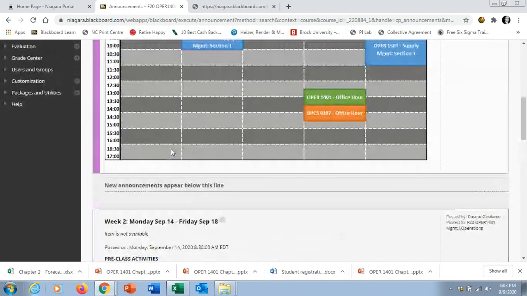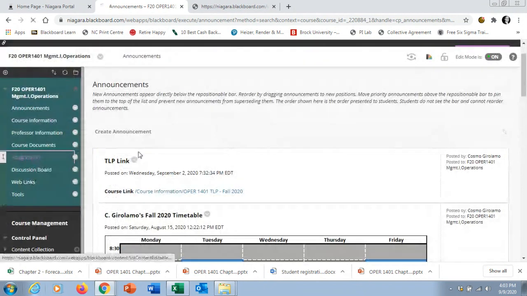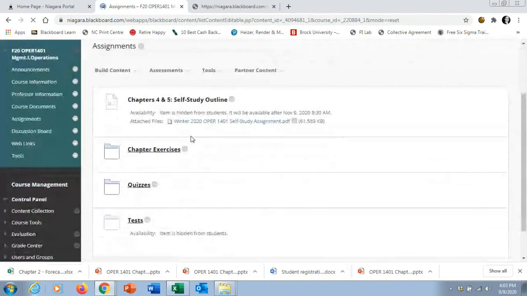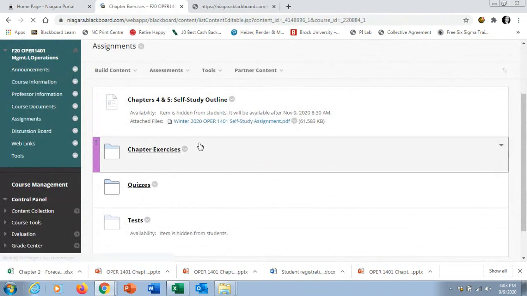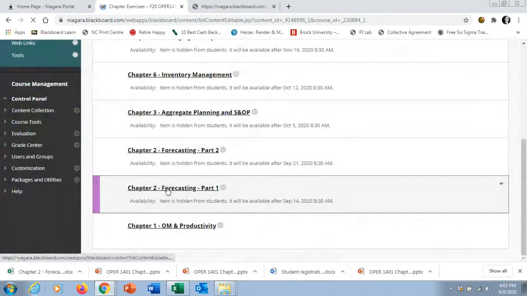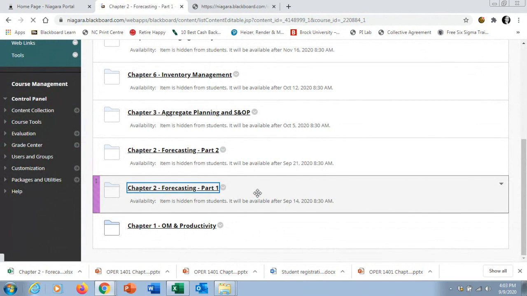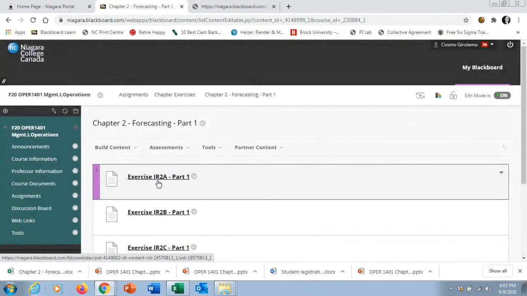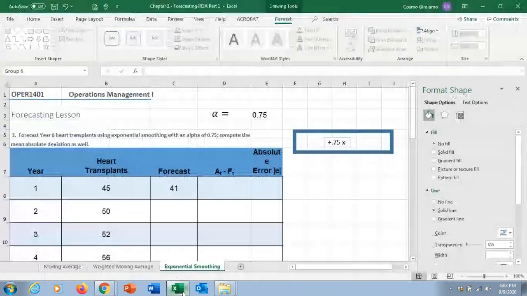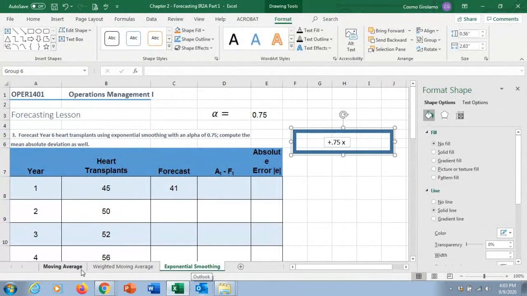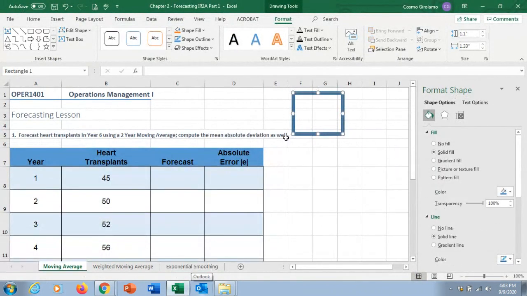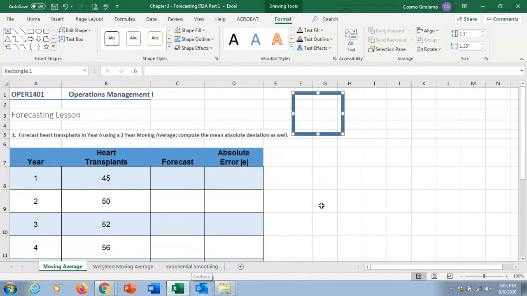Where you're going to find this is in assignments, chapter exercises. You're going to go to Chapter 2, Forecasting Part 1, and you're going to click on Exercise IR2A. You can open that up, which I've already done here, and I've added some other stuff in just to help the learning. So this is it over here.